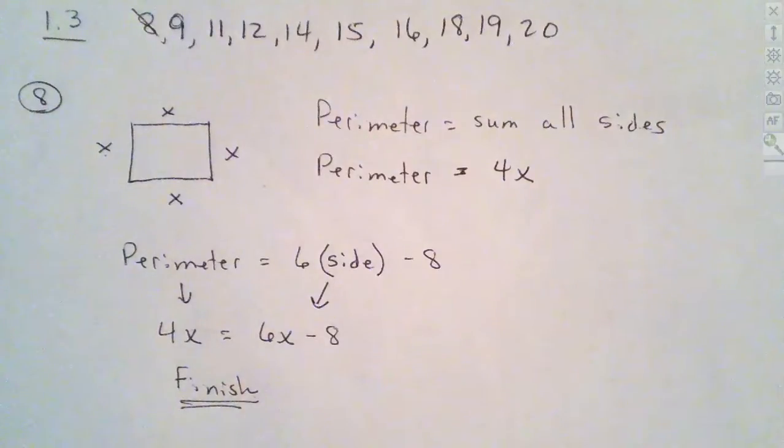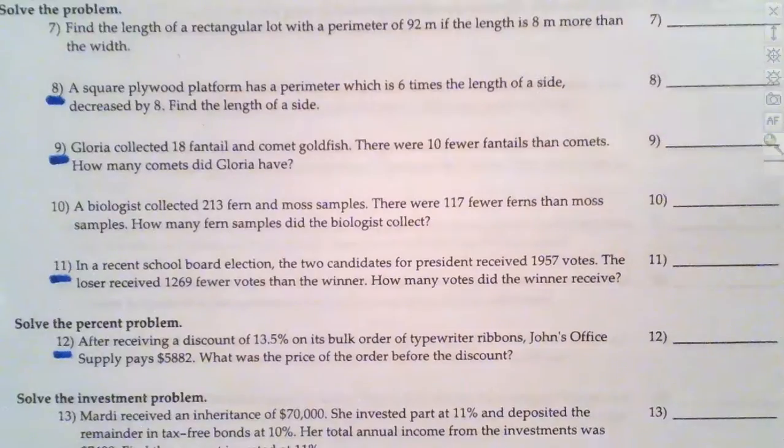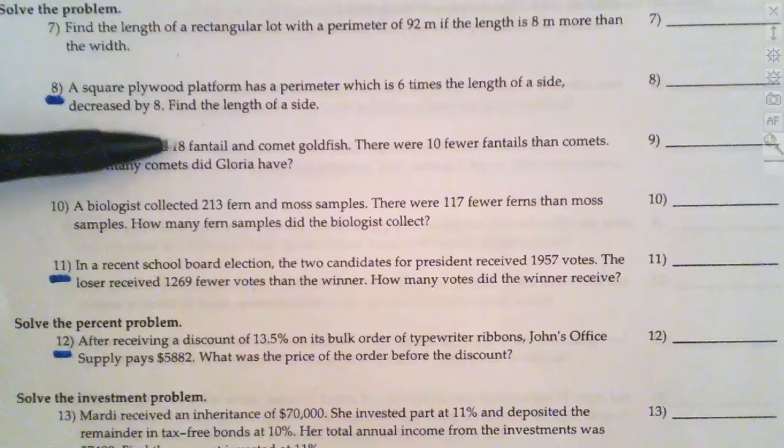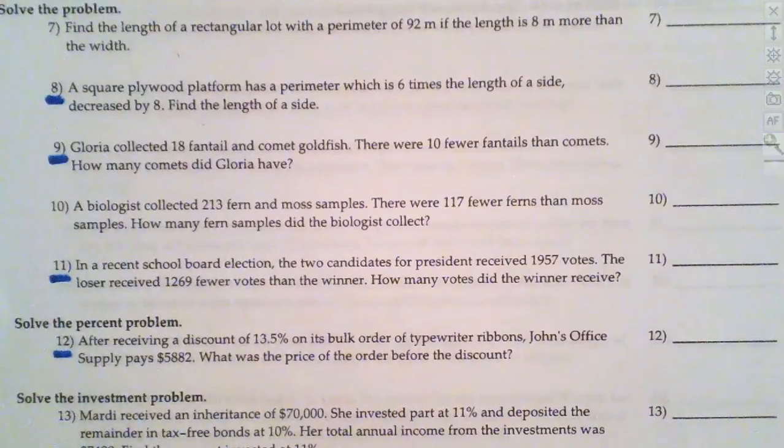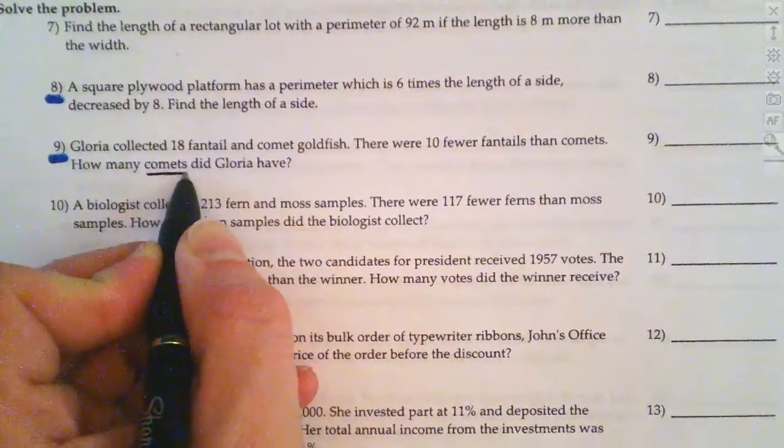That question involved a geometric figure. The next one is going to be involving a total. So we're going to have two different things added together to give you a total. So for question number 9, we're going to look at two types of goldfish. So Gloria collected 18 fantail and comet goldfish. So that 18, well, that's going to represent your total. And it says there were 10 fewer fantails than comets. And we specifically want to know how many comets Gloria had.